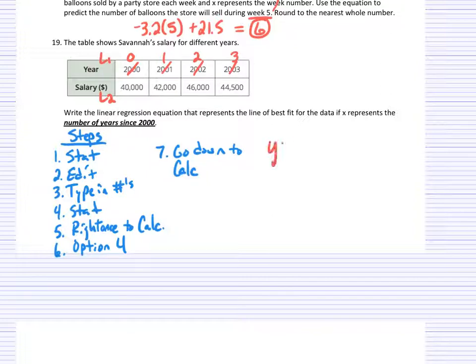Now, the a value, which is your slope, should be 1,750. And your b value, which is your y-intercept, should be a positive 40,500. So what's written in red is your linear regression equation.